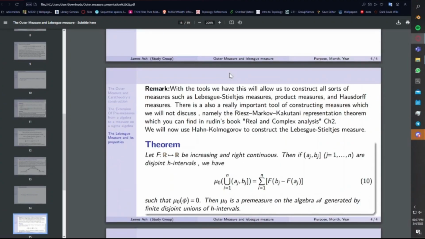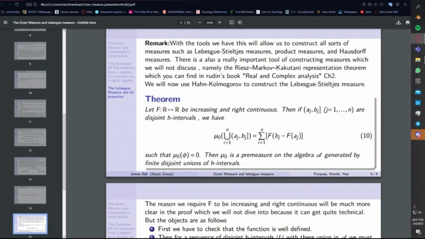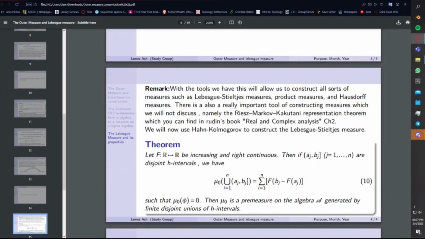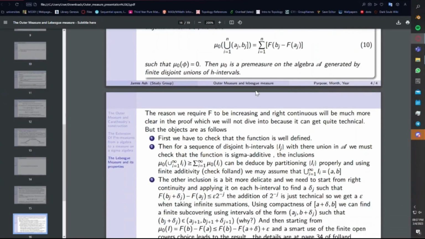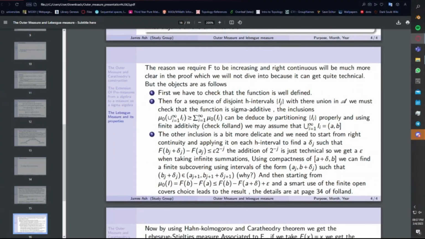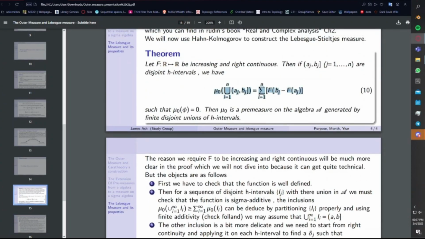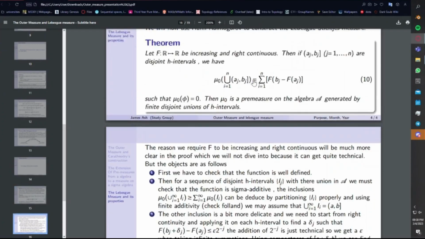Well, it turns out that proving this is a pre-measure is actually not that straightforward. I think I wrote the main ideas behind the proof, actually. So again, I wrote that we need F to be right continuous. It's more clear in the proof. So first of all, we have to check this function is well defined because this union of half-open intervals can be written in many different ways, and you just have to check that they're equal. I'll leave the technical detail for the book.